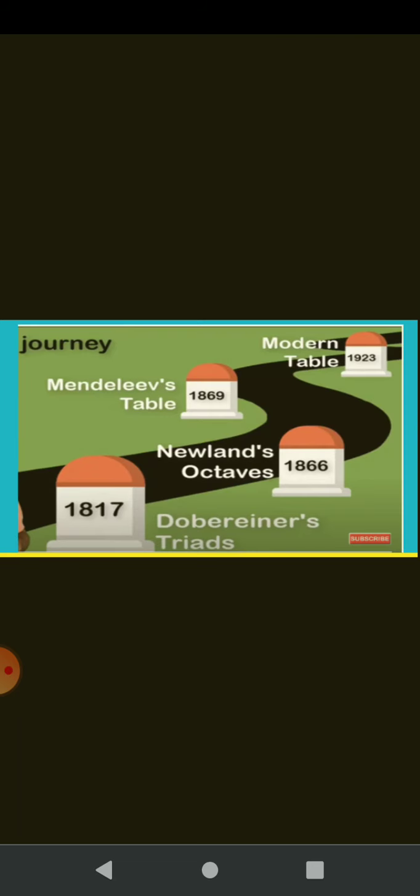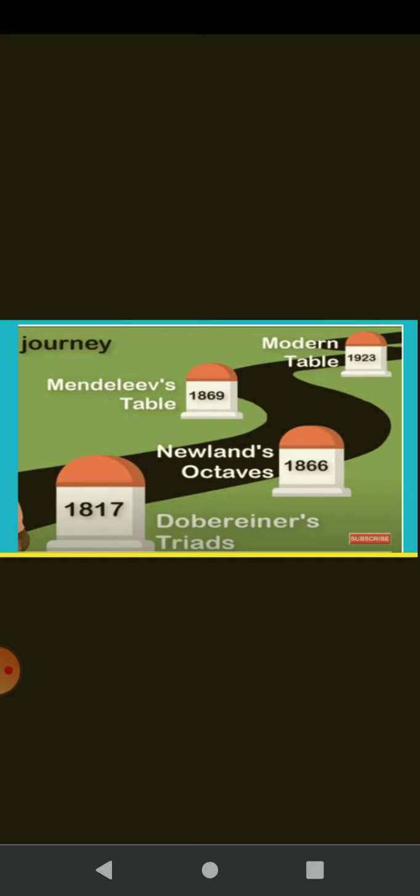Same way, elements have also been classified, so that it will be easy for us to understand the elements better. And to do so, many scientists have done tremendous work in this field. This is the journey of the classification of elements. In 1817, Dobereiner was the scientist who gave the classification of elements. Then there was some limitation in his classification.